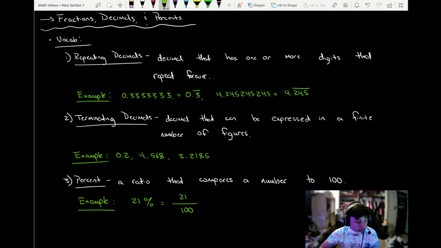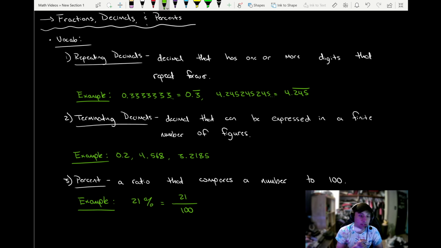Next, we have terminating decimals, which are basically just the opposite of repeating decimals. Terminating decimals are decimals that can be expressed as a finite number of figures. So the examples are 0.2, 4.568, and 3.2185, right? None of those are repeating. There's no bar over any of the numbers. They just stop right there where the decimal ends, right? So we say it's a terminating decimal.